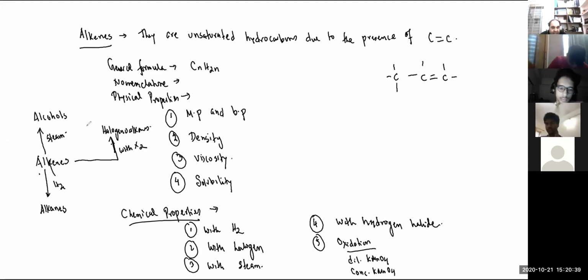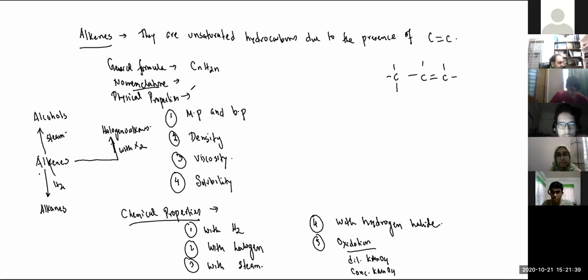So we will just have a quick recap. How do we name alkenes? First we look for the longest chain. Usually if two compounds have the same number of carbon atoms in the longest chain, then we see which chain has more branching.